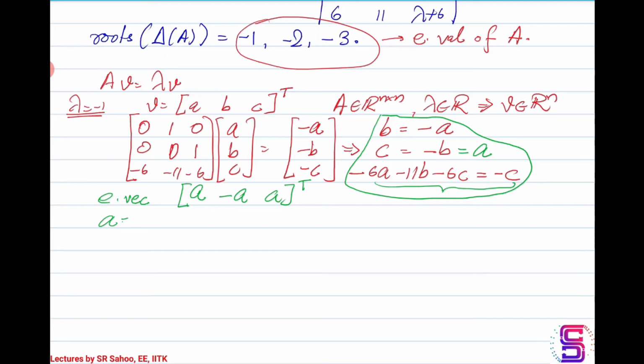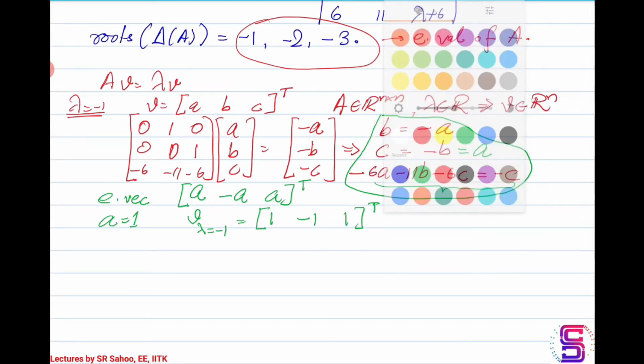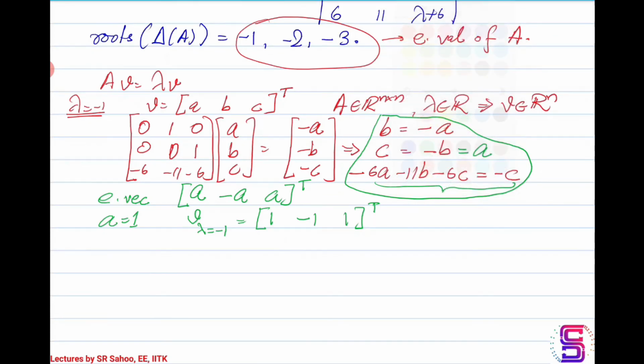You can conveniently choose a to be equal to 1 and say that the eigenvector, which I'll label as v for lambda equal to -1, is 1, -1, 1. This is my choice of the value 1. You can have anything. So this indicates that there are infinite number of eigenvectors, but all those eigenvectors are a scaled up version of this 1, -1, 1.